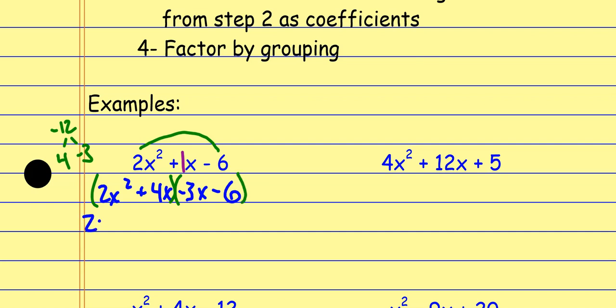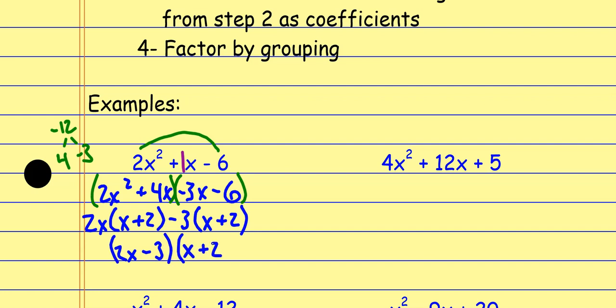Out of the first group, I can factor out a 2x. That leaves me with an x plus 2. Out of the second group, I can factor out a negative 3. That leaves me with an x plus 2. They have the x plus 2 in common, so that means my two factors are going to be the 2x minus 3 and the x plus 2. Okay? But again, we're essentially just getting this to a point where we can do factor by grouping. That's the goal when we factor trinomials.